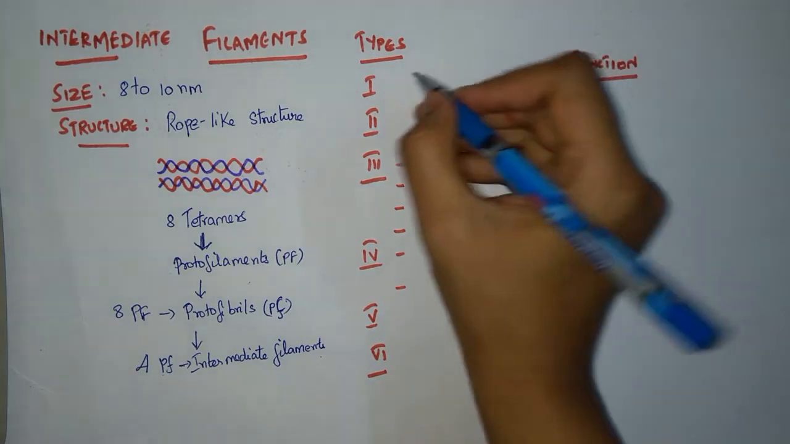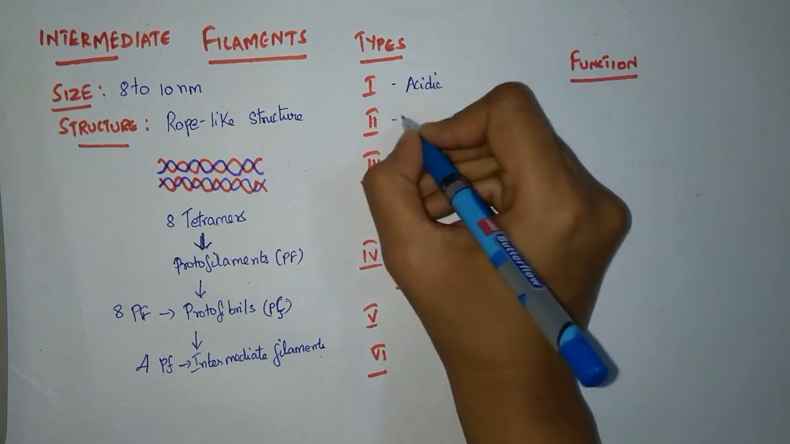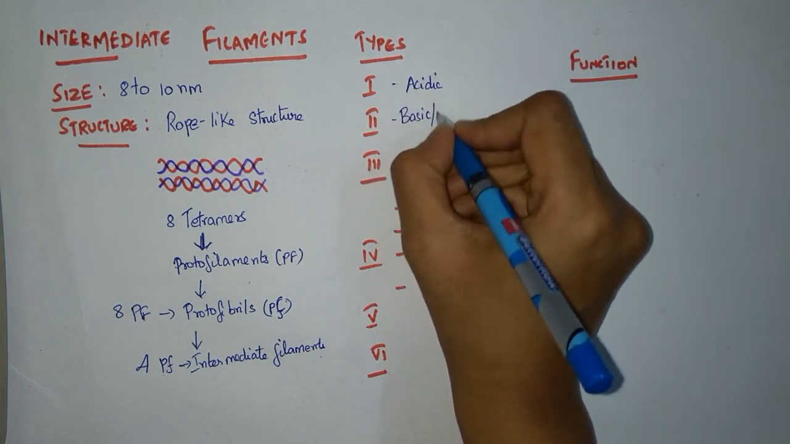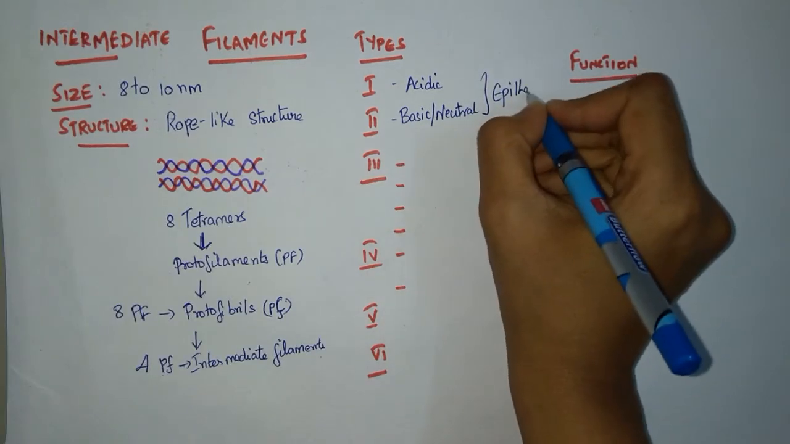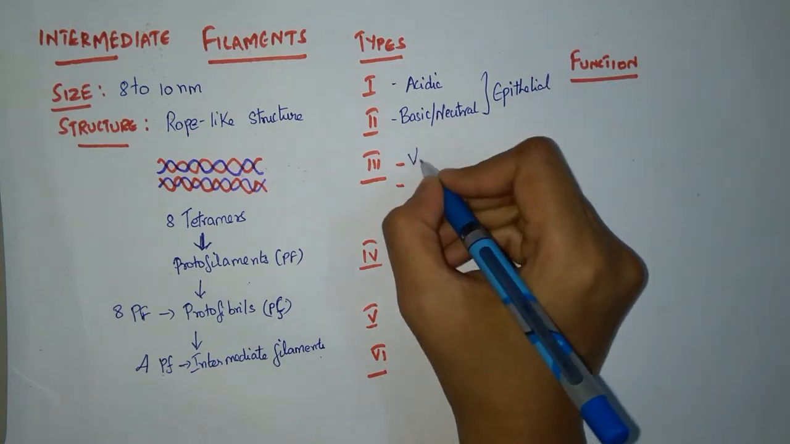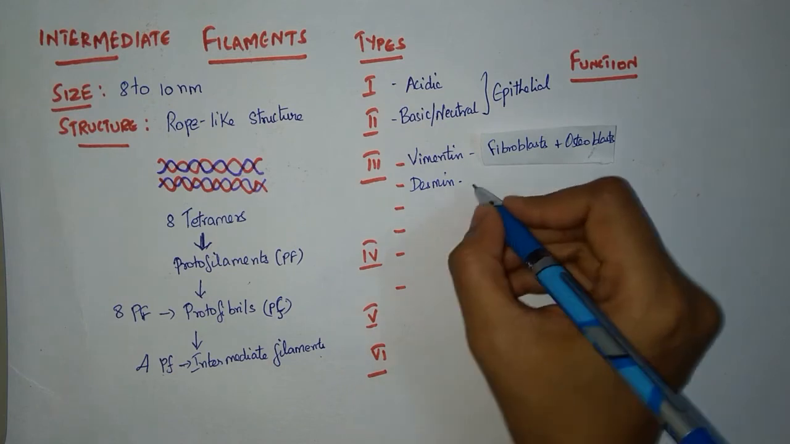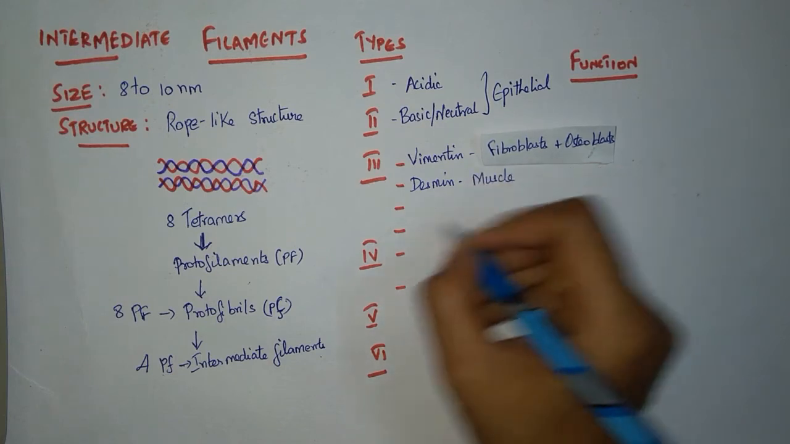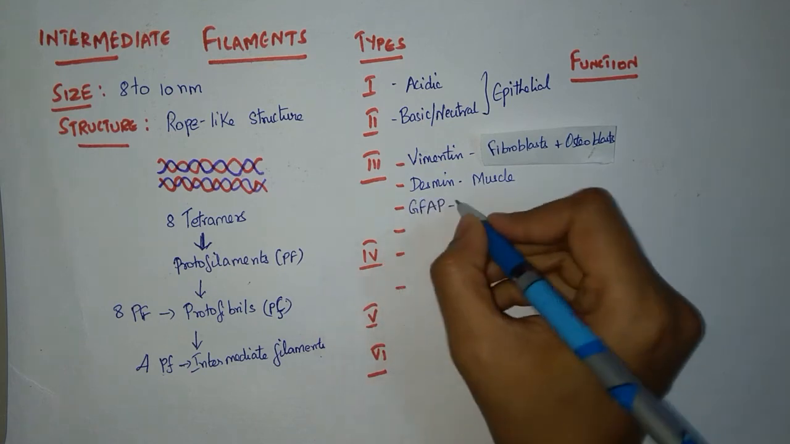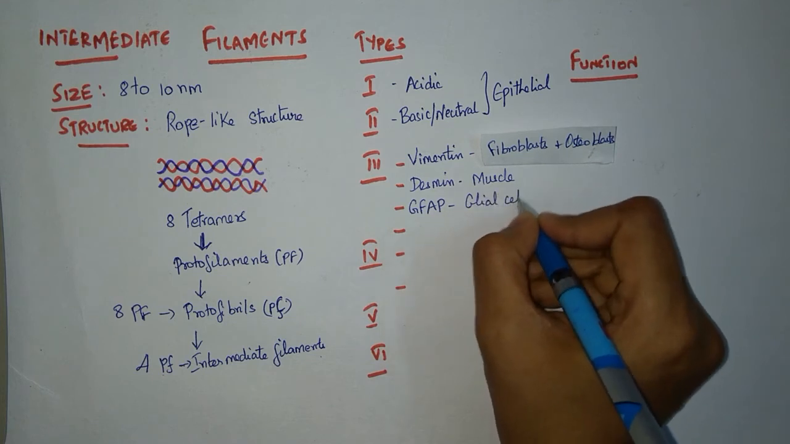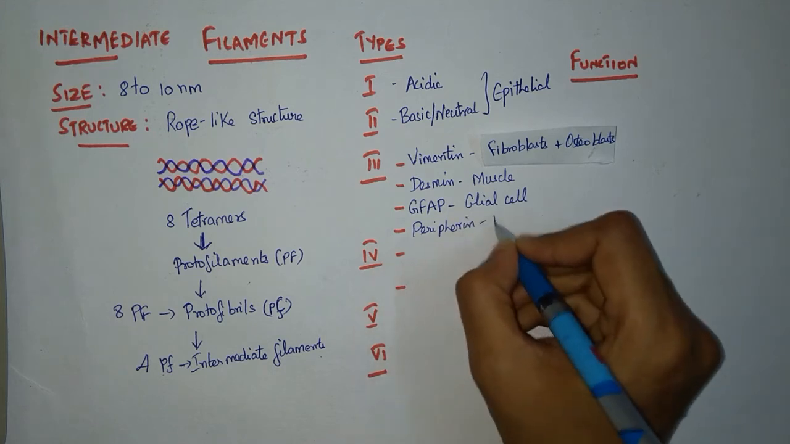6 types of intermediate filaments are present. What are they? Type 1 is called acidic, type 2 is the basic or neutral type. Both of them are present in the epithelial cells. Type 3 is the vimentin, which is present in the fibroblast and the osteoblast. Next is the desmin, which is present in the muscles. Next is the GFAP, glial fibrillary acidic protein, which is present in the glial cells. And next is the peripherin, which is present in the peripheral neurons.